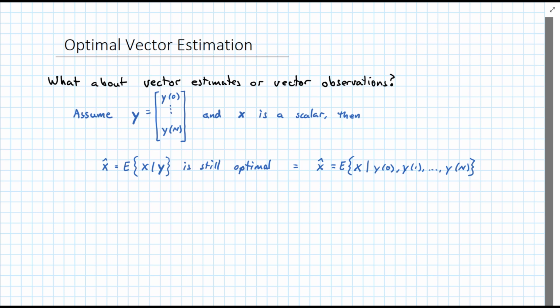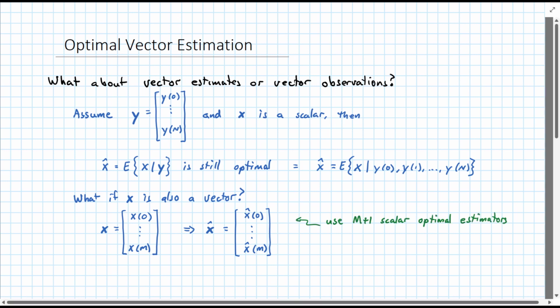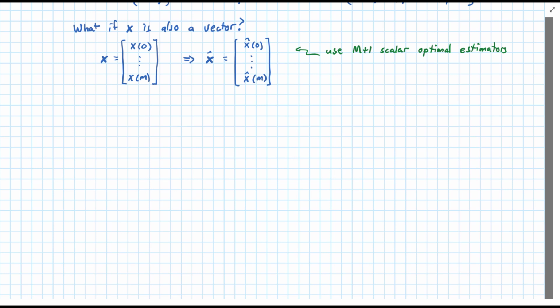Well, what if we have x also being a vector? In that case, x, we're going to say, has m plus 1 components here. And our estimate is going to have the same number, but we're just going to use m plus 1 scalar optimal estimators to get this. So let's follow this through and see what it looks like now that we have vector observations and vector random variables that we're estimating.